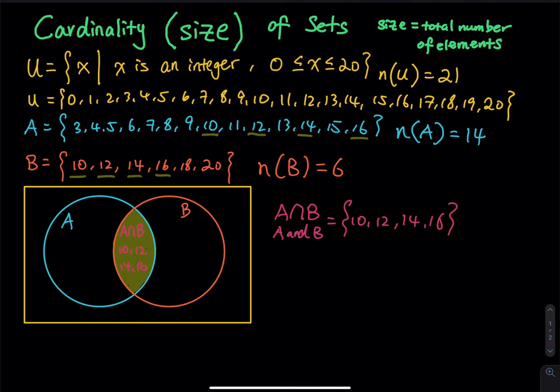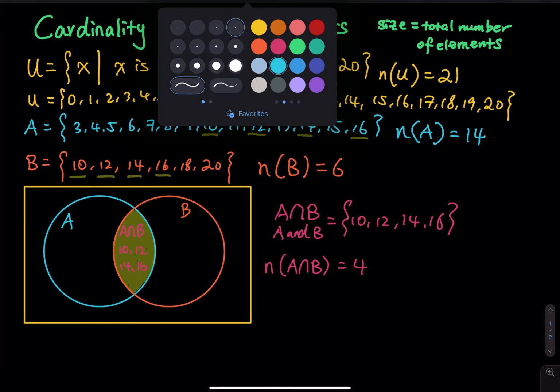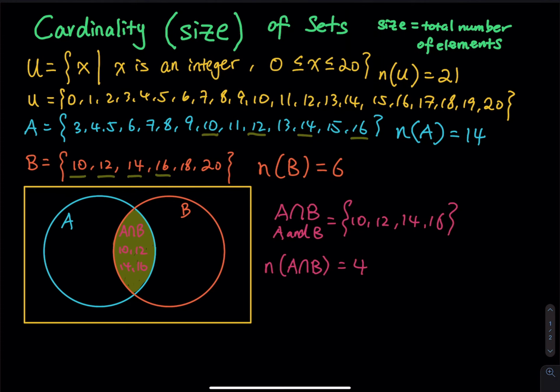And then what is the cardinality? The cardinality is 4 because there are 4 elements. So the cardinality of A intersect B is equal to 4. Alright, so after we finish the intersection, how many numbers do we have left in A? Look at set A, I underline 4 numbers, right? So the rest goes to A. So that is 3, 4, 5, 6, 7, 8, 9, 11, 13, and 15.